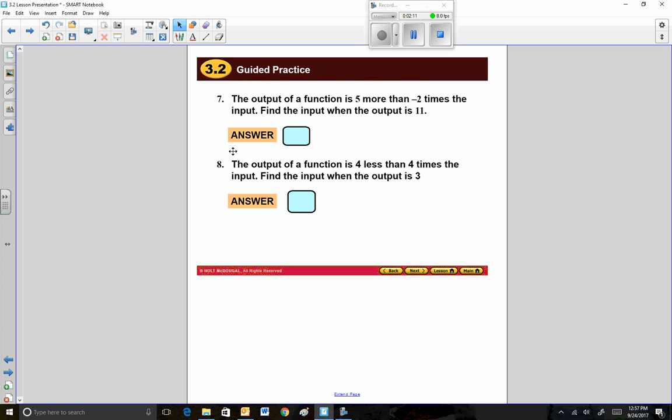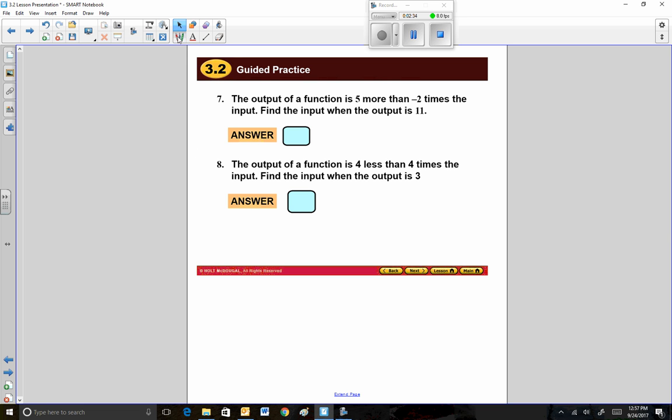Let's have you guys try a couple of these. Interpret the words into an equation. Remember, input is x, output is y. Pause your video and try to write the equations for these, and then solve them. For this example, this one has an output of 11, and this one has an output of 3. All right. Pause your video.